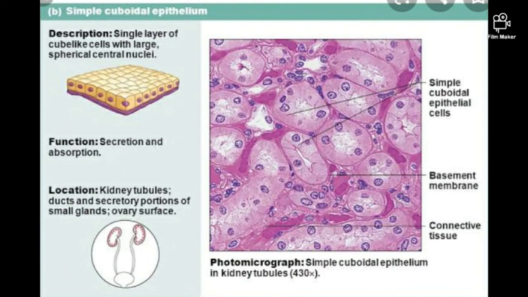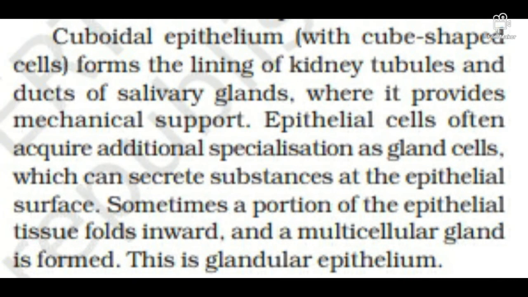Simple cuboidal epithelium. These are the single layered cells, cubical in shape. They seem cuboidal in shape, and they have a large spherical central nucleus. Their major function is secretion and absorption. They are majorly found in kidney tubules, the ducts and secretory portion of the small glands. So they are majorly placed in the lining of kidney tubules and the ducts of salivary glands. They also provide the mechanical support here.